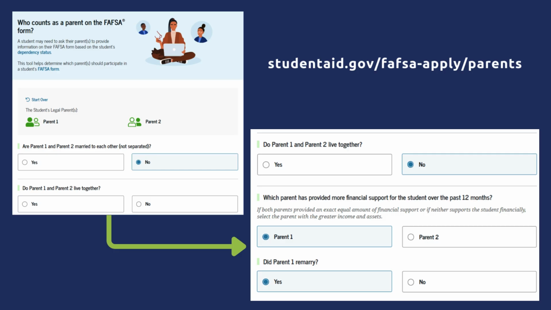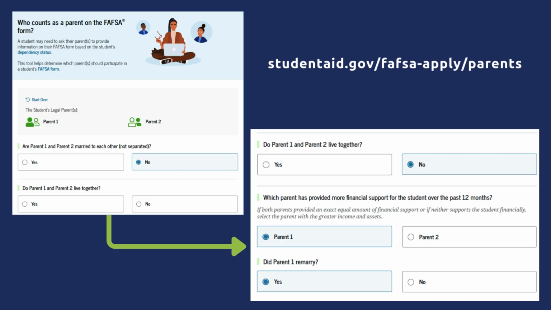If the answer is no, they're not married to each other, then the next question is, do they live together? Again, if they answer yes, then both will provide information on the form. If the answer is no, they don't live together, then the next question asks, which parent has provided more financial support for the student over the past 12 months? There may be some situations where parents claim that they provide an equal amount of financial support for the student.